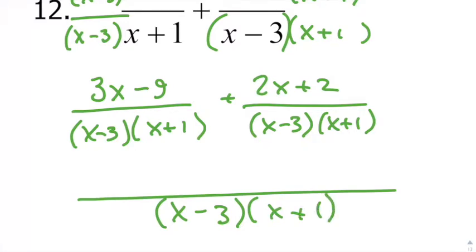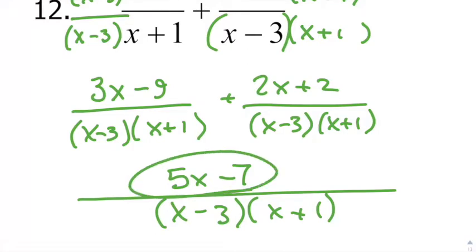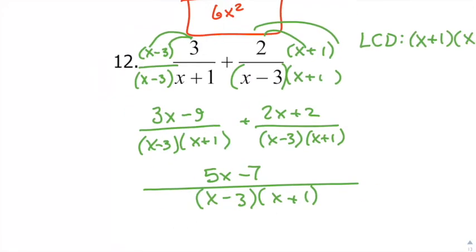And then what do we got here? 3x and 2x, that'll combine up to 5x. And then -9 and 2, that'll be -7. If you could factor the numerator, you would, but we can't factor that any further, so that's all we're going to do there on that.